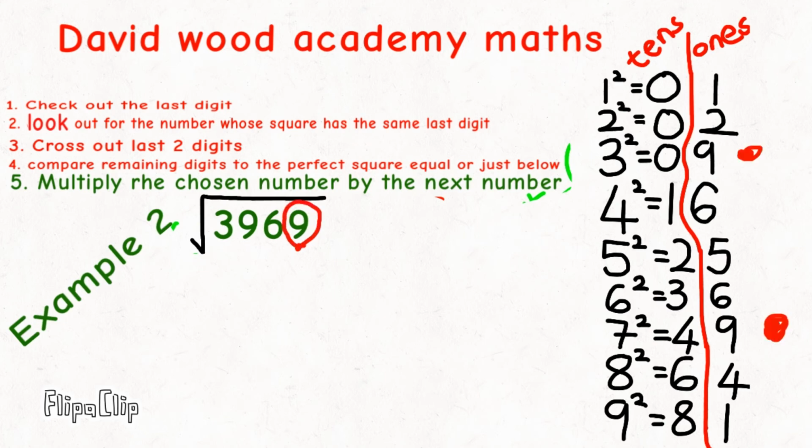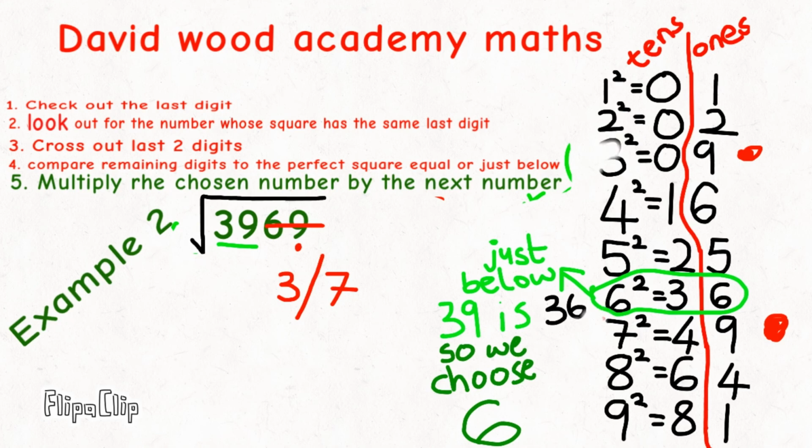In this case, the last digit for 3969 is 9. Now, from the list on the right, look out for numbers whose squares have 9 as their last digit. The square of 3 is 9 and the square of 7 is 49. Just like the number 3969, they all have their last digit to be 9. So we choose 3 and 7. Cross out the last two digits, 6 and 9. Now look out for the number on the list on the right whose square is just below the remaining 39.